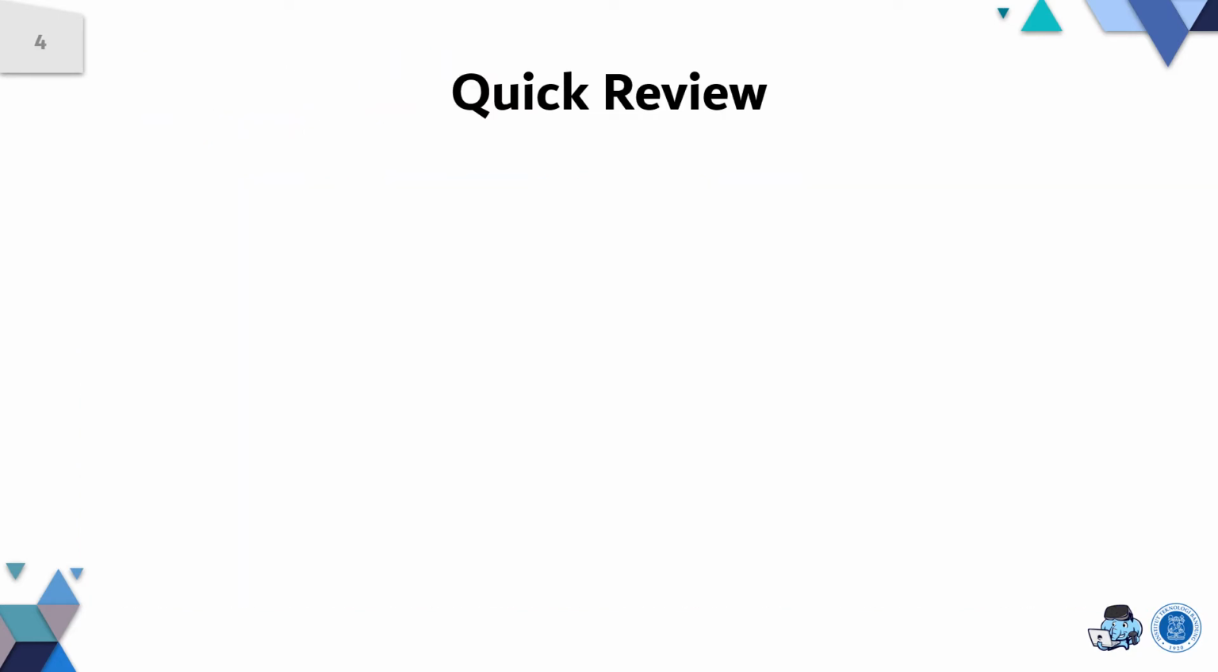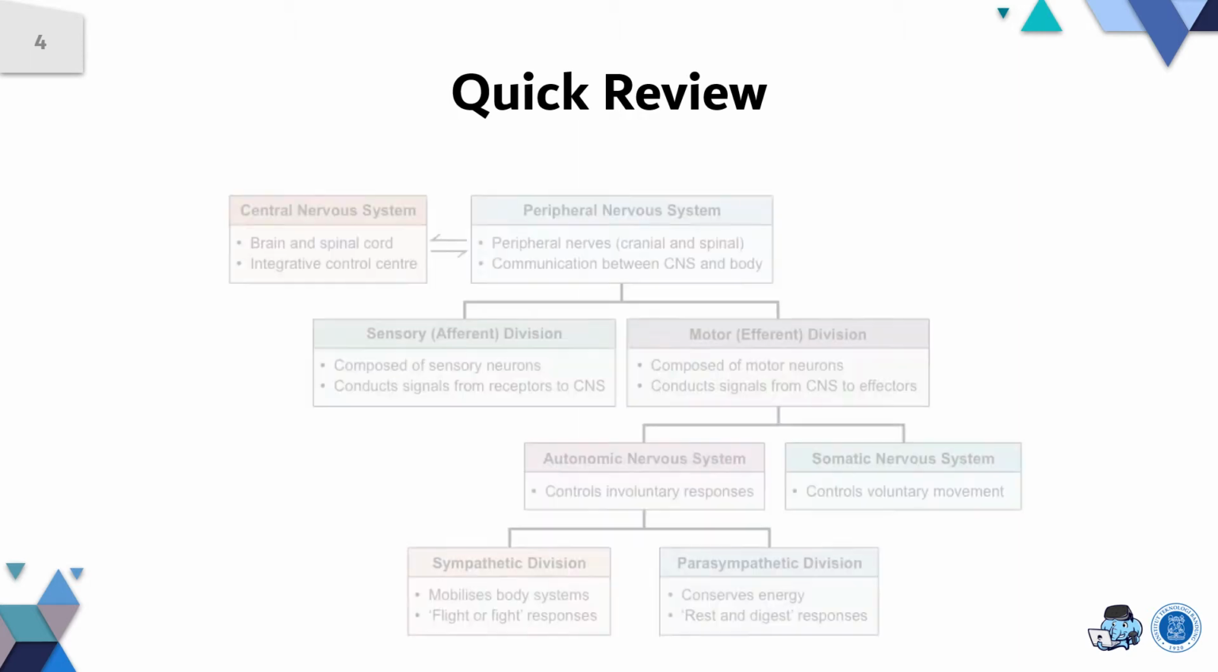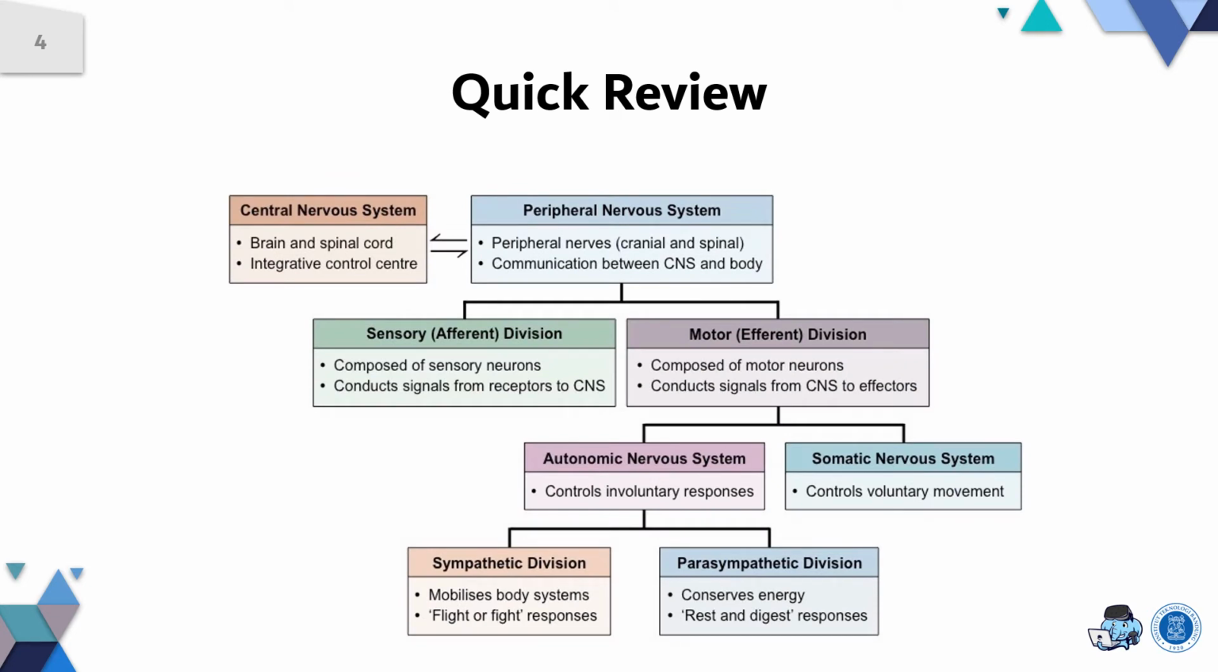Before we go further to learn about the drugs, the pharmacology of the nervous system, first we'll just do a quick review about the division of the nervous system. The nervous system itself can be divided into the central and the peripheral nervous system. Central consists of the brain and the spinal cord, and it works as the integrated control system. While the peripheral nervous system contains the cranial and spinal nerves. It works by communicating between the CNS or the central nervous system and the body.